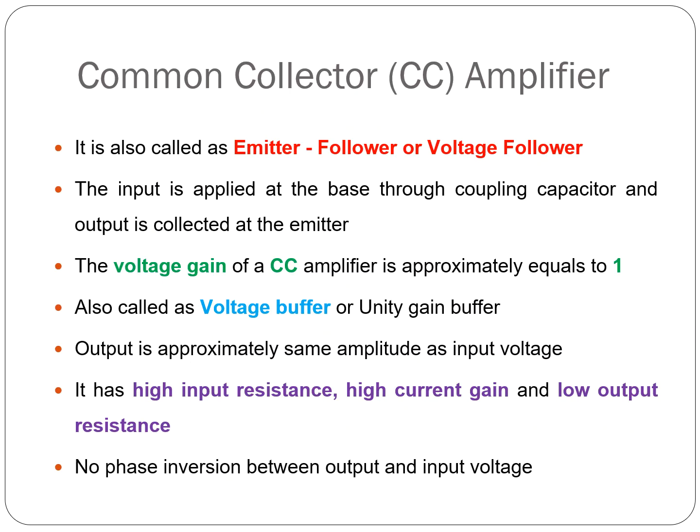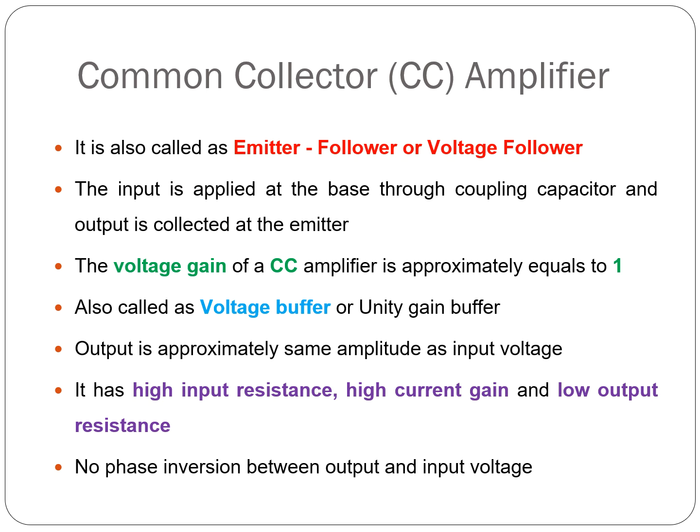Common collector amplifier, the silent supporter. Now let's talk about a different kind of amplifier, one that's not about boosting voltage, but about strengthening your signal's delivery. Welcome to the common collector amplifier, also known as the emitter follower or voltage follower. In this configuration, the input is applied at the base and the output is taken from the emitter. The collector is common to both, hence the name.